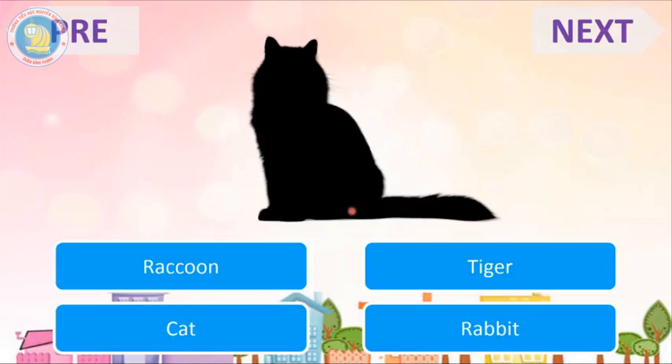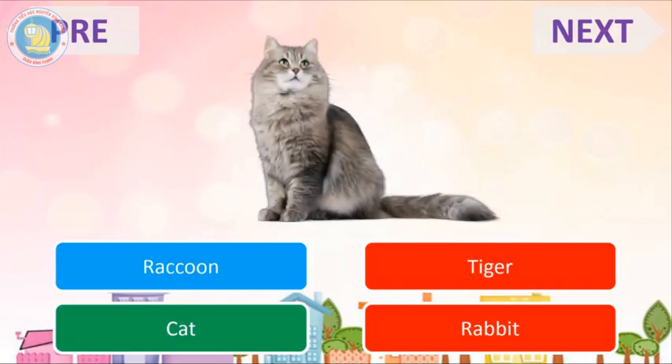What's this? It's a tiger. Tiger. No, sorry, no tiger. Is this a rabbit? Rabbit. No, it isn't. What's this? It's a cat. Cat. That's right, it's a cat. Now everyone repeat. It's a cat. It's a cat. Well done.